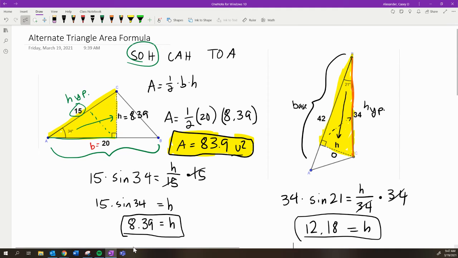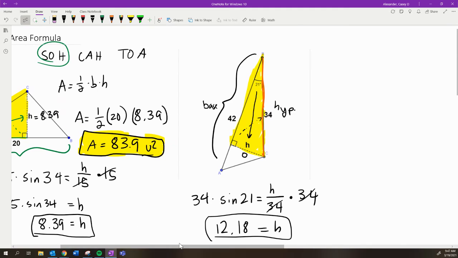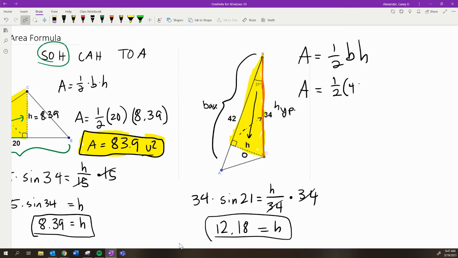And then I can go back and find the area of the triangle just using the area formula, which is 1/2 times the base times the height. And now I'm going to use 42 in place of the base, and I'm going to use 12.18 in place of the height. And then I just need to figure out what that equals. 1/2 times 42 is 21.